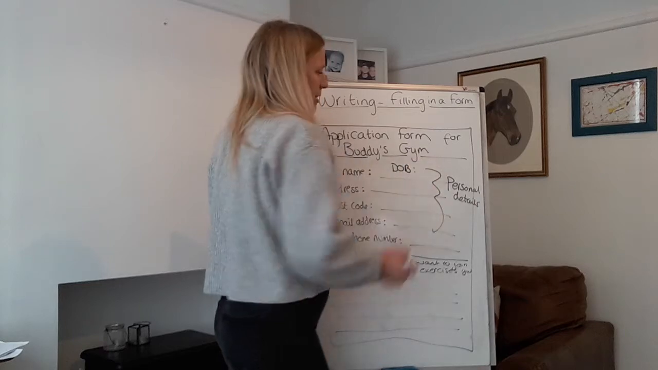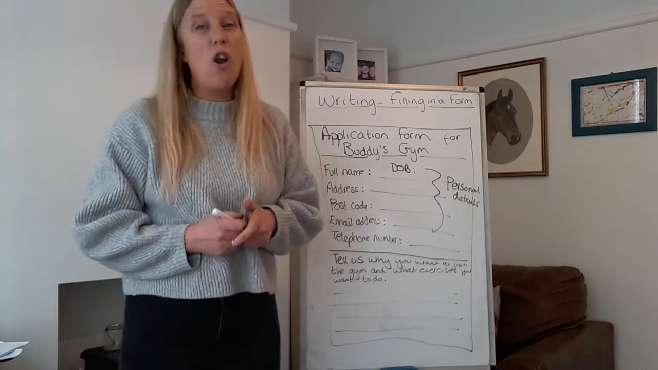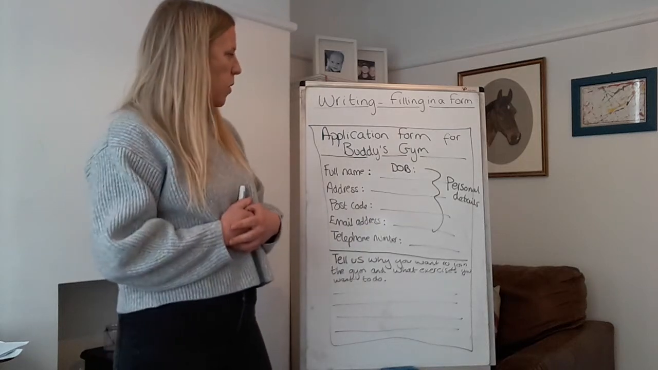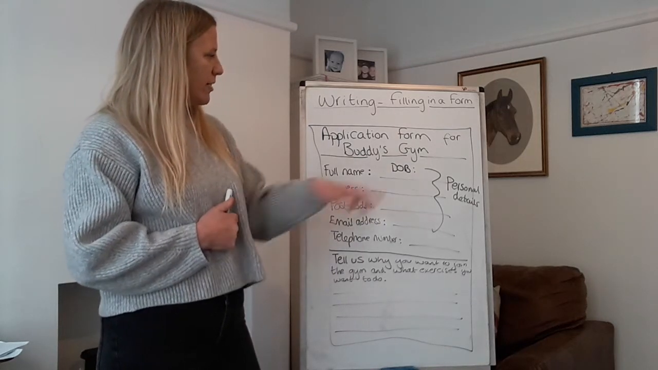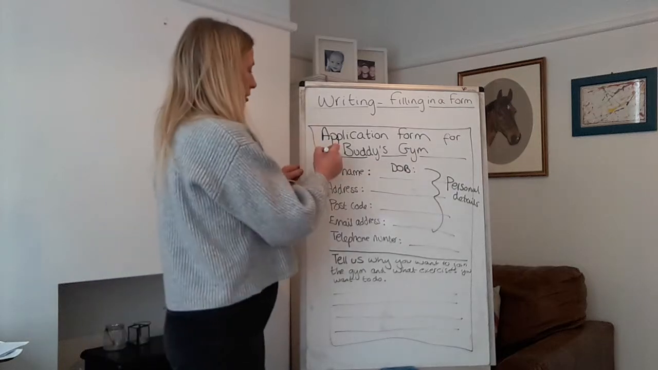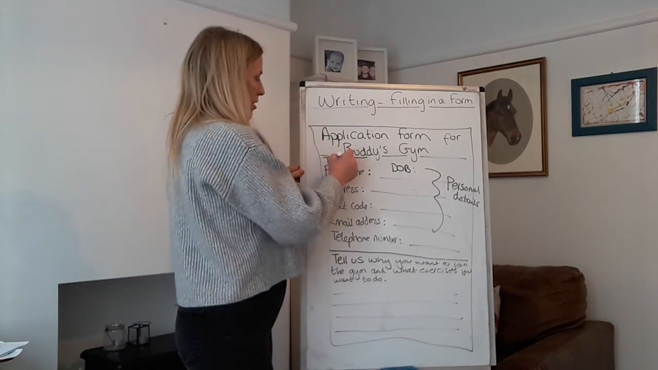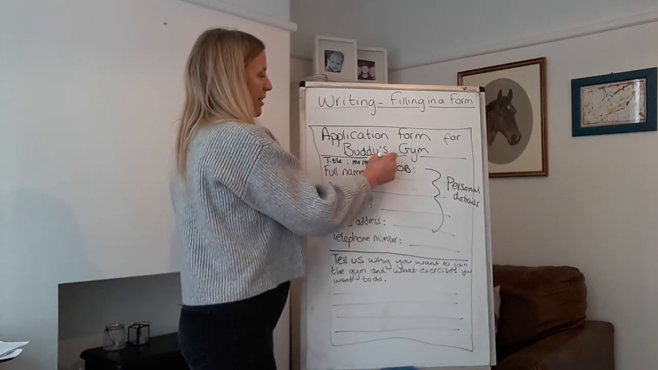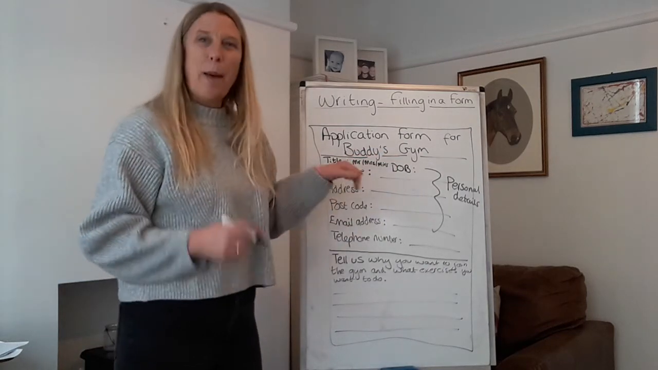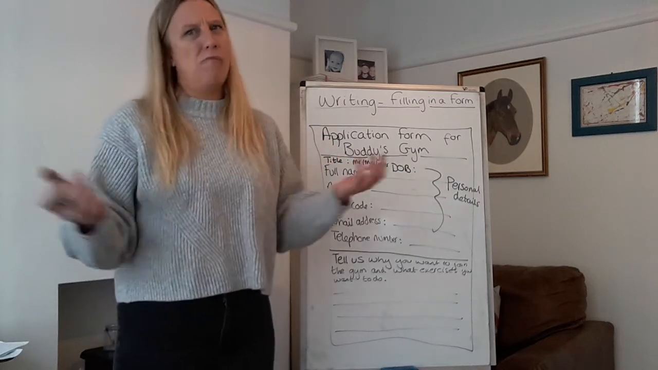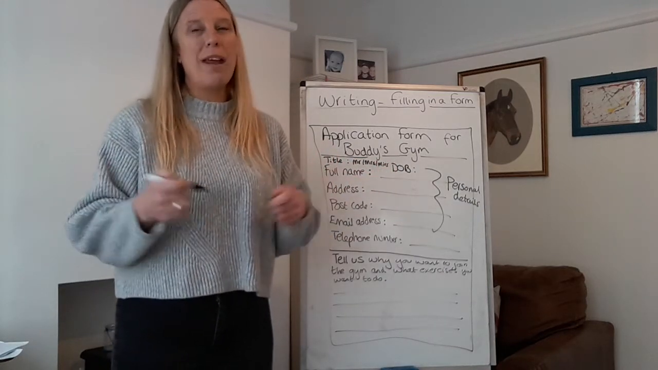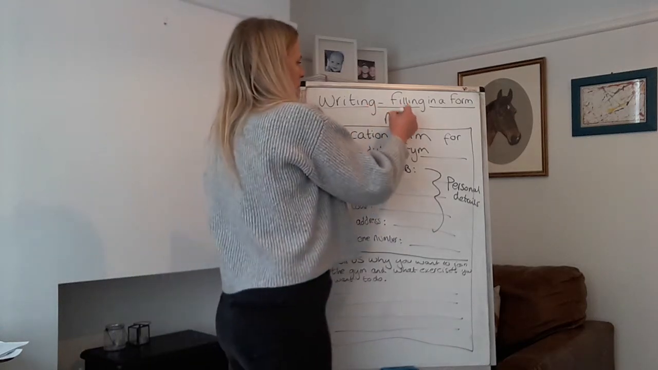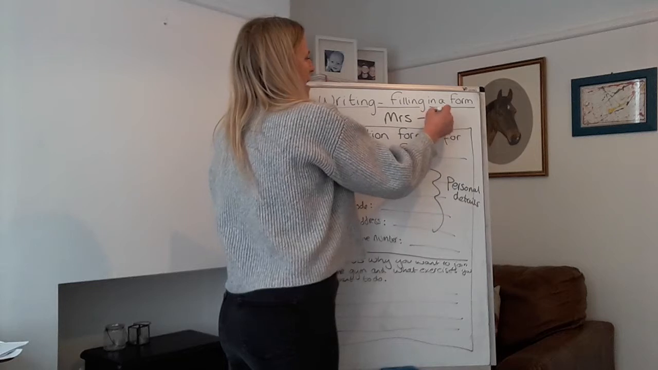D-O-B, date of birth. It could ask for lots of information in the personal details. So those are just some of the things it might ask for. So DOB is date of birth. It might ask for your title. Title is Mr., Mrs. or Miss. So men, Mr. Women, I don't understand this, but women, Mrs. means you're married. M-R-S is married.